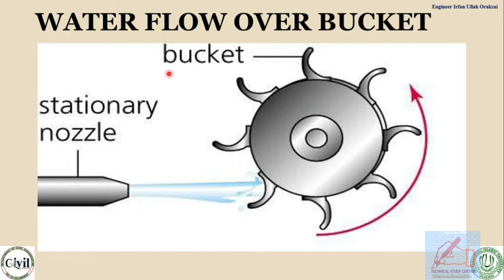Water flow over buckets. This is how water is flowing: the nozzle is stationary, and the water coming out of the nozzle at speed strikes the bucket of the Pelton wheel. So it moves, and another bucket comes in front of the nozzle, which also gives some force to the turbine, which tries to move forward, and so on.